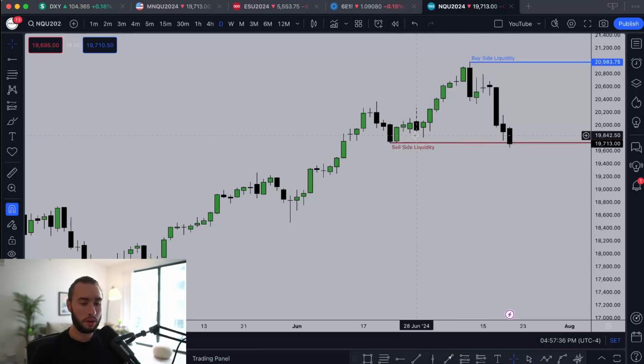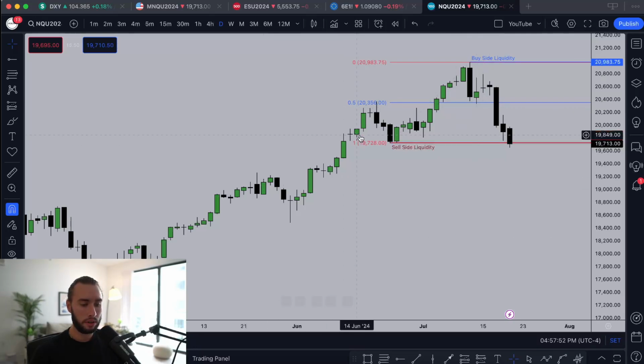So basically we're in a range, right? We have this low and this high. One of the things that I like to do to determine the next draw on liquidity is simply draw a fib from the range high to the range low, and that's going to give you the overall premium and discount within the current trading range.